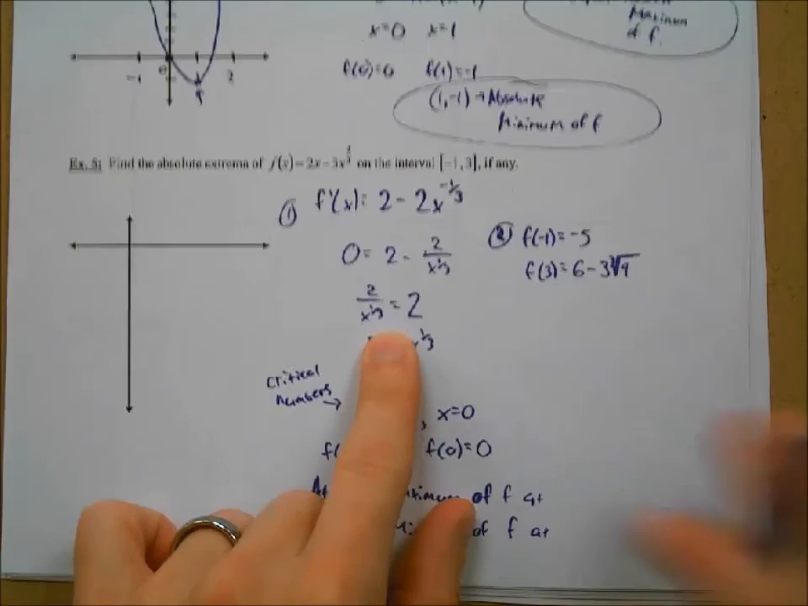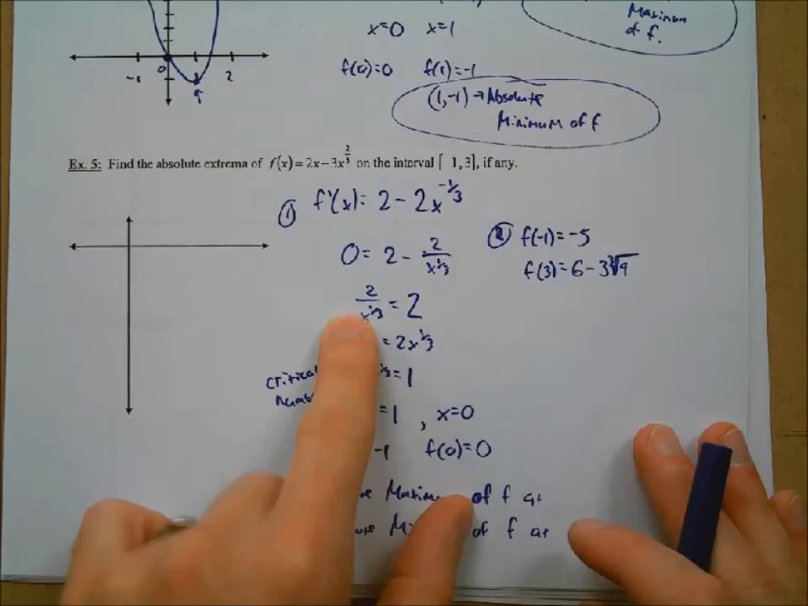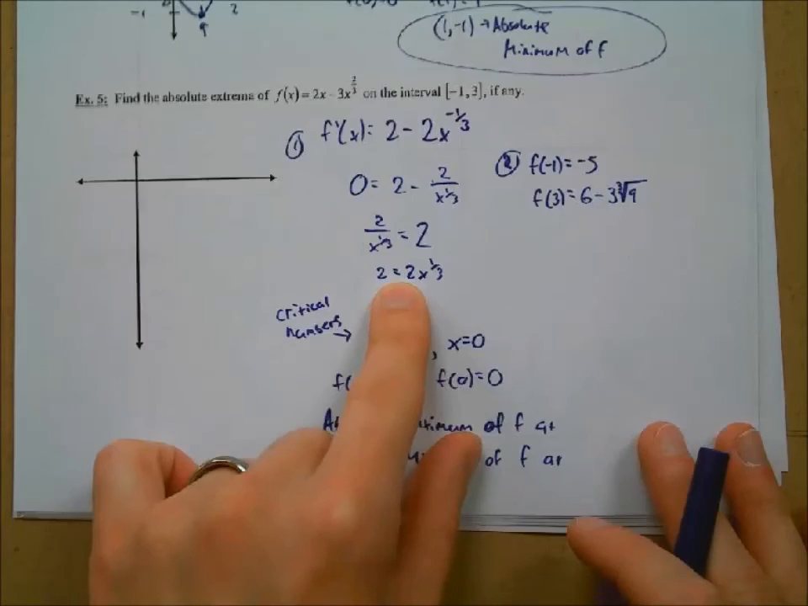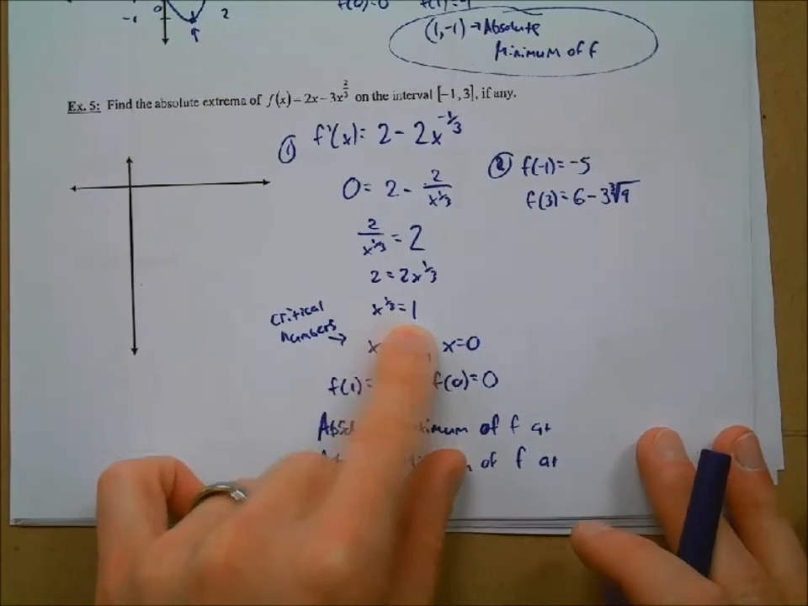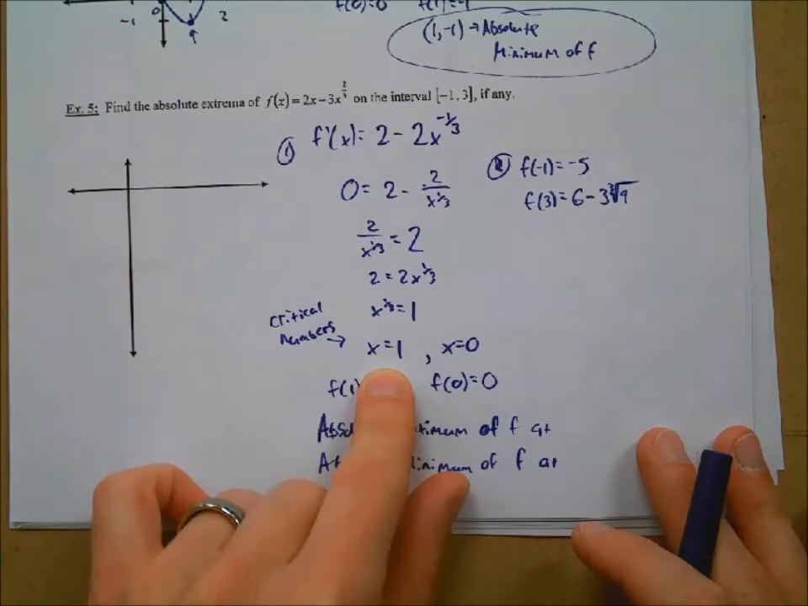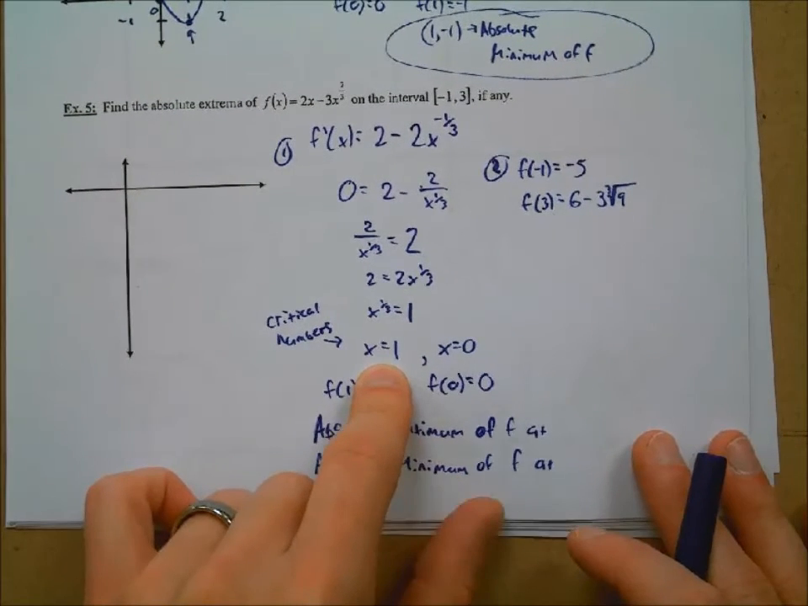So we have 2 over x to the 1/3 equals 2. I multiplied the x to the 1/3 over. Divide both sides by 2, and then cube both sides. So it's x equals 1. But then also x equals 0.